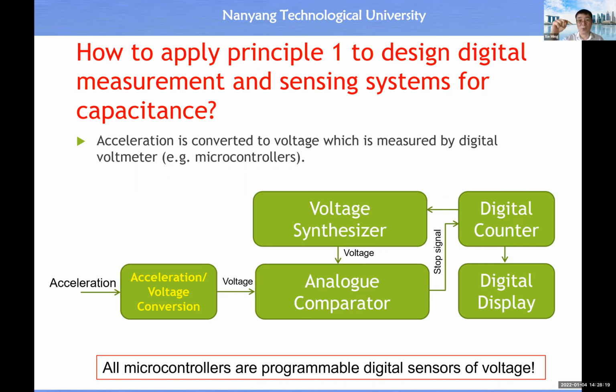If the prediction is correct, then the synthesized voltage will be exactly equal to the input voltage. Then it's a perfect match, and this module will issue a signal to stop the prediction. So these modules are inside the microcontroller. Then we just need to add in this module, how to convert acceleration into voltage. If we know the solution to this module, then we are ready to implement this type of measurement and sensing system for acceleration.